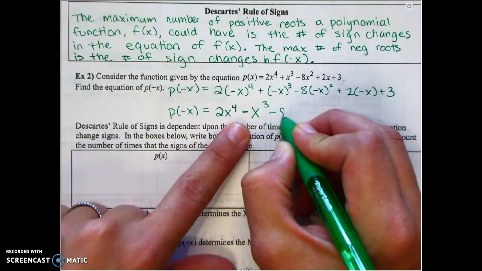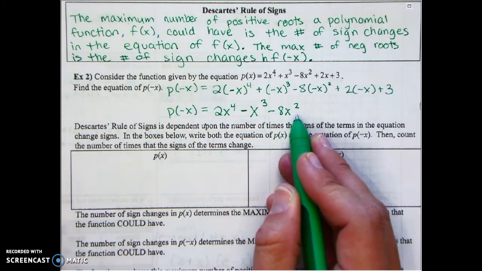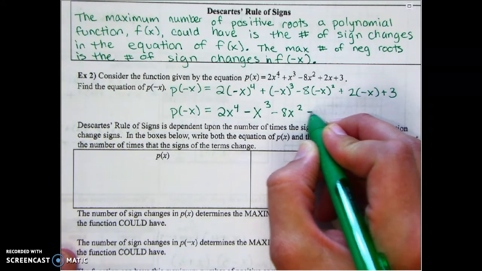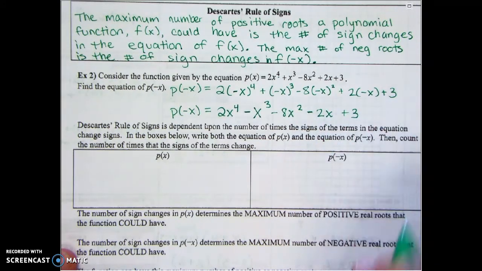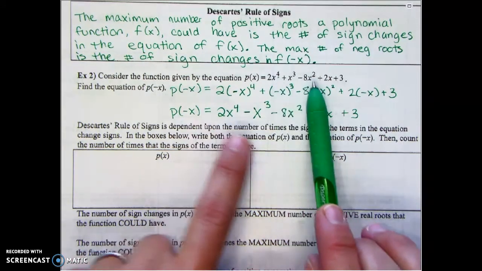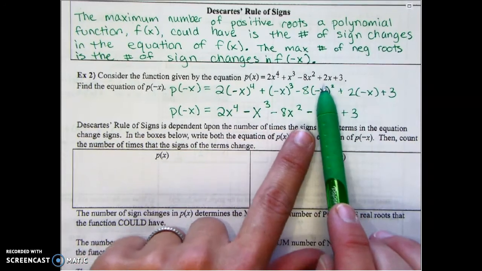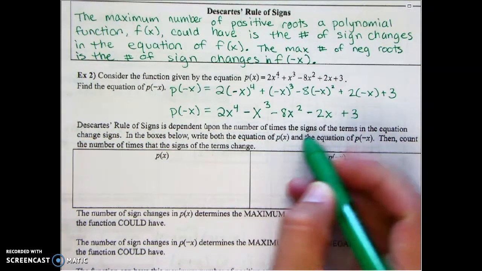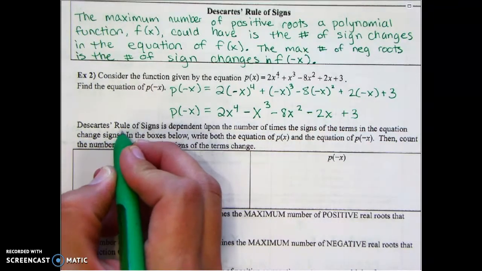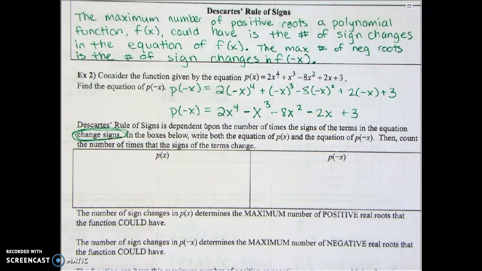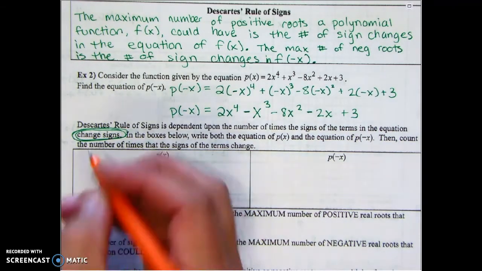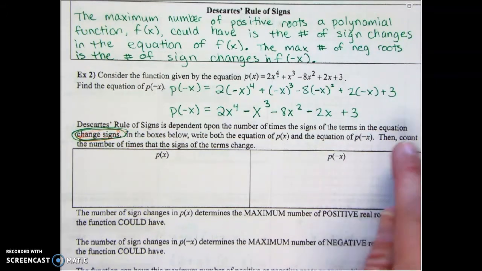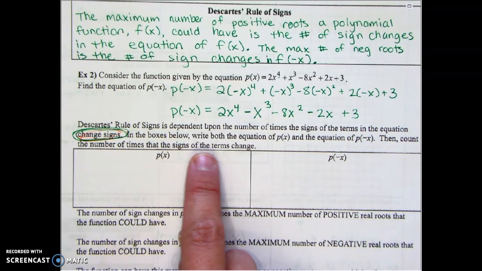Negative x squared is x squared, so this stays negative 8x squared, so the negative stays negative. But then we have a 2 times negative x, so minus 2x plus 3. Do you see how the even powers stayed the same, and then the odd powers changed sign? Do you see that? Okay, so Descartes' rule of signs is dependent upon the number of times the signs of the terms in the equation change signs. What does that mean? We don't know what that means yet. Circle it, highlight it, whatever. Do change signs, okay? In the boxes below, write both the equation of p and the equation of p of negative x. Then count the number of times the signs of the terms change.